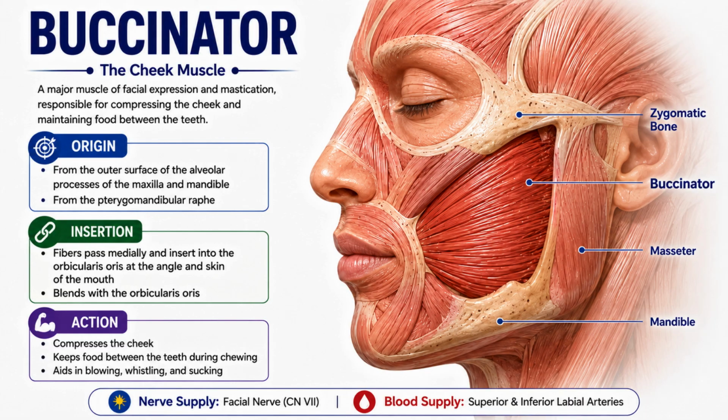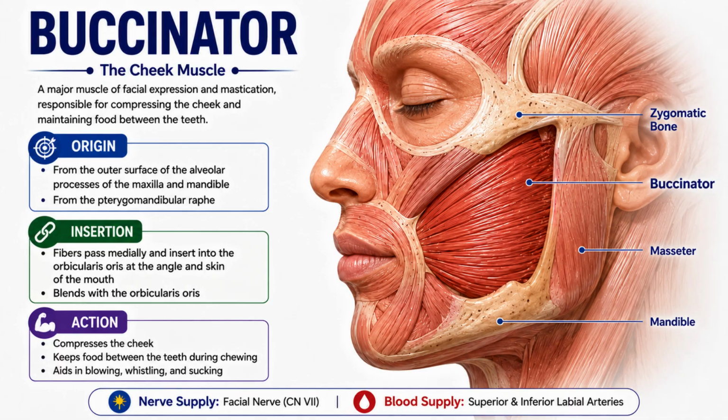Its main action is the compression of the cheek. It keeps the food between the teeth during chewing. That is, it flattens the cheek against the gum. So, it prevents the accumulation of food in the vestibule. This is commonly known as the whistling muscle. It aids in blowing, whistling, and sucking actions. It gets its nerve supply from the facial nerve and blood supply from the superior and inferior labial arteries.